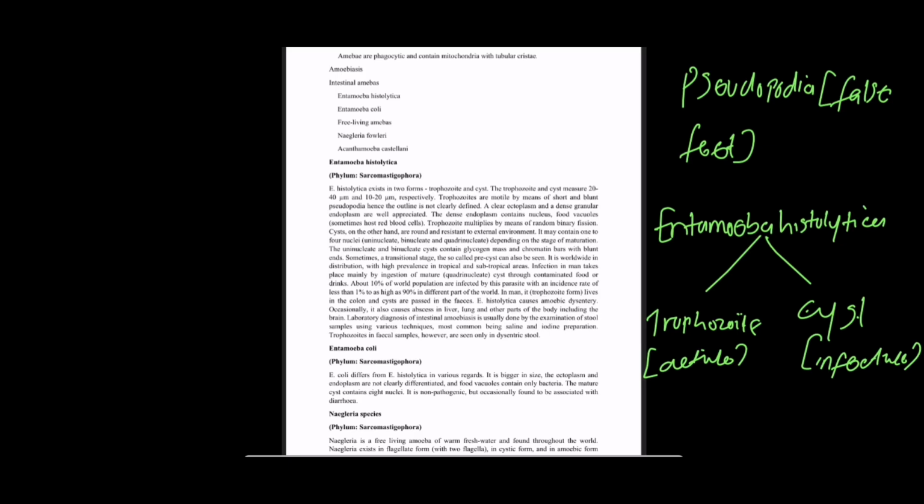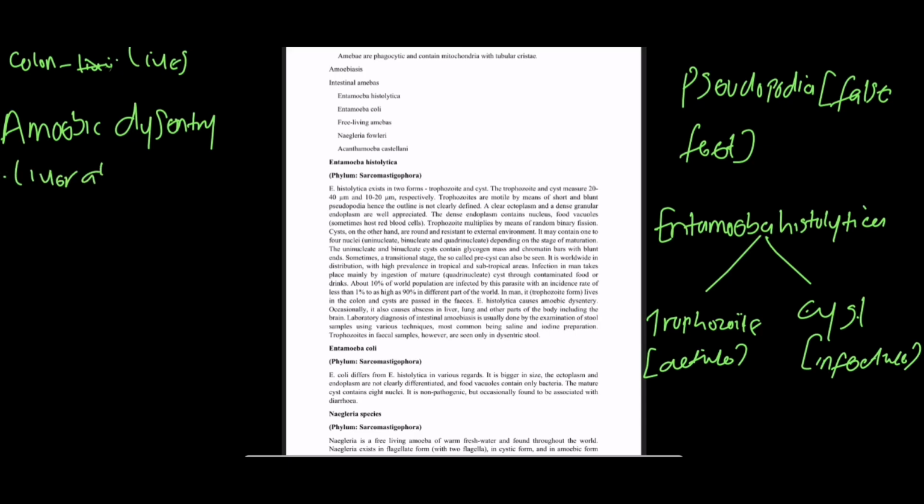The Entamoeba histolytica is found in the colon, and it causes amoebic dysentery. It causes amoebic dysentery and liver abscess, that is, accumulation of fluid in the liver.